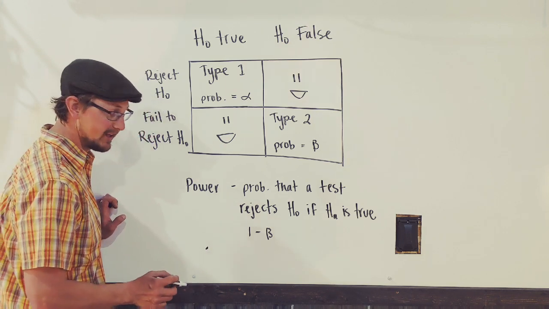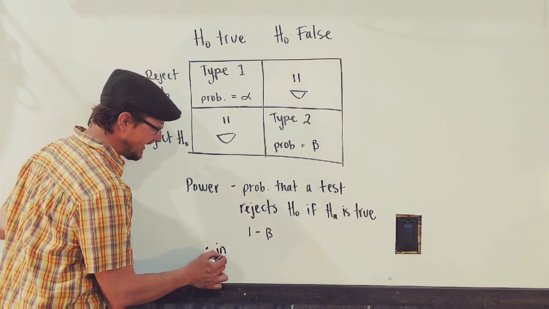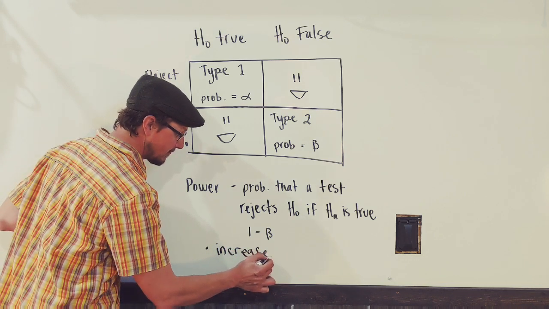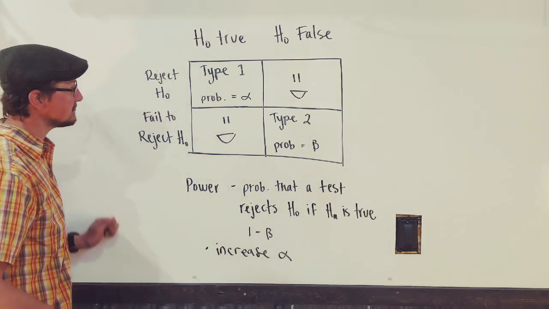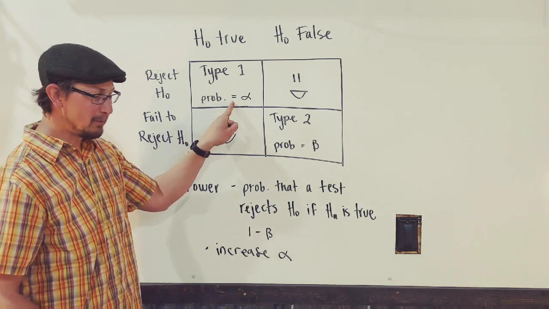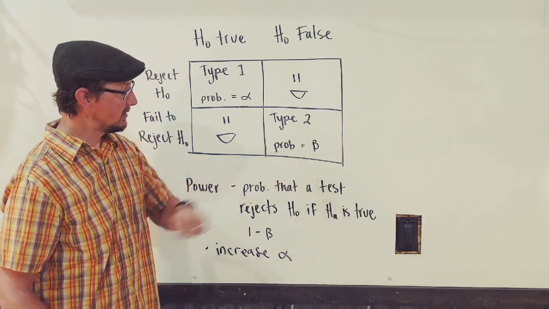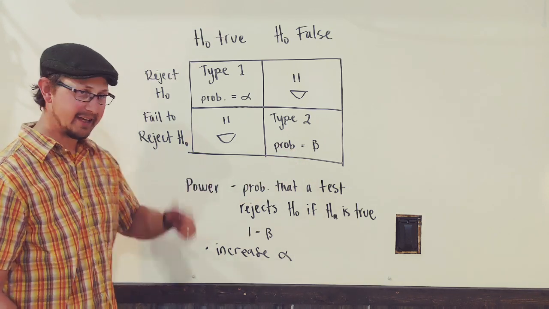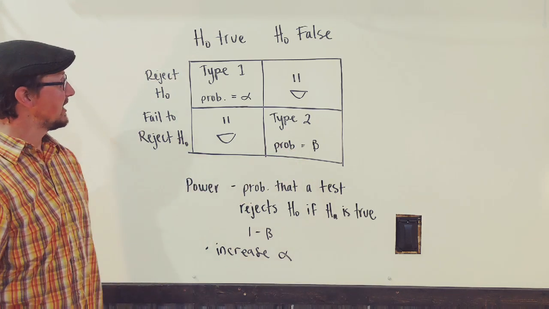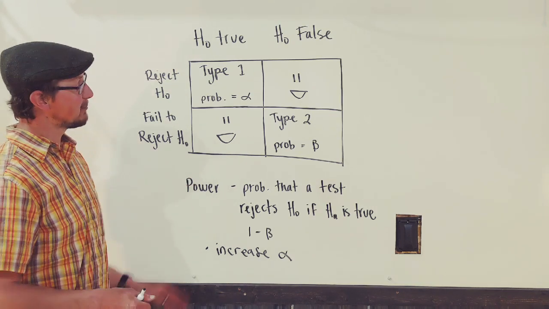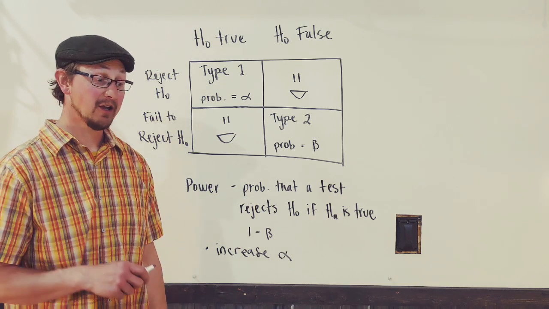Way number 1 is to increase alpha. If we make our alpha bigger, then we are going to reduce beta. And reducing beta increases the power, right? If we shift our emphasis over to making a type 1 error, the probability of making a type 2 error goes down.